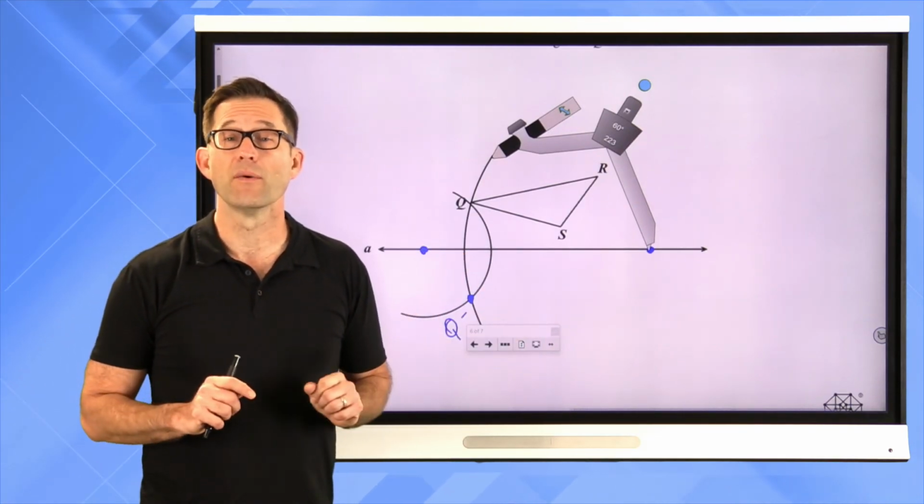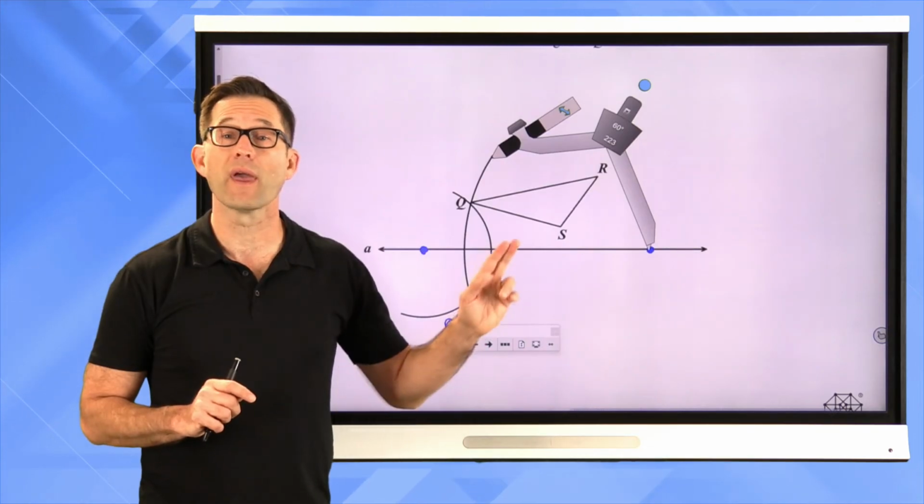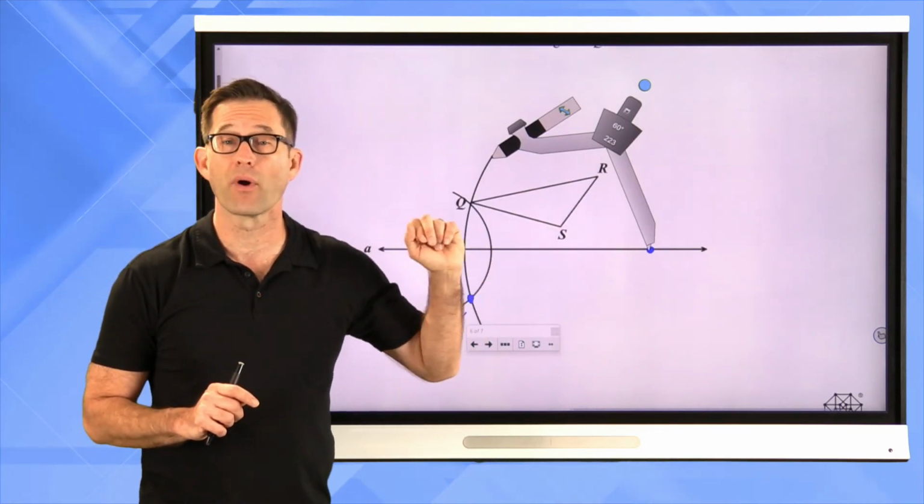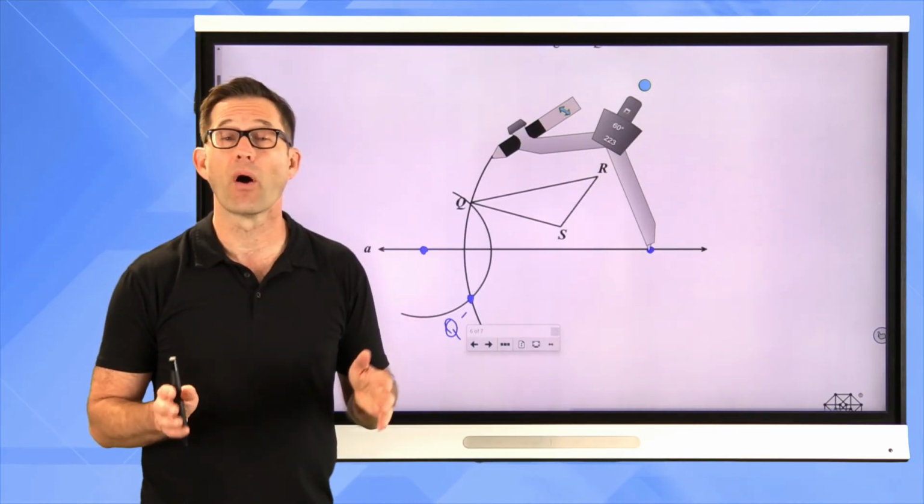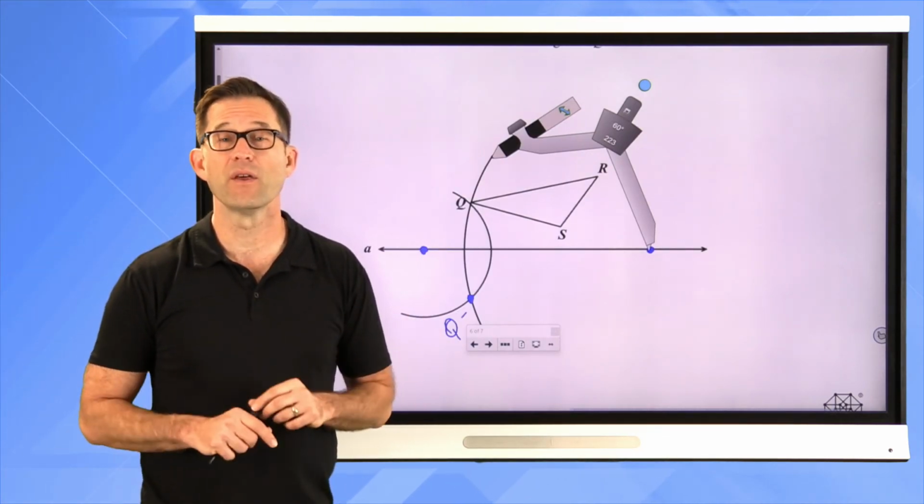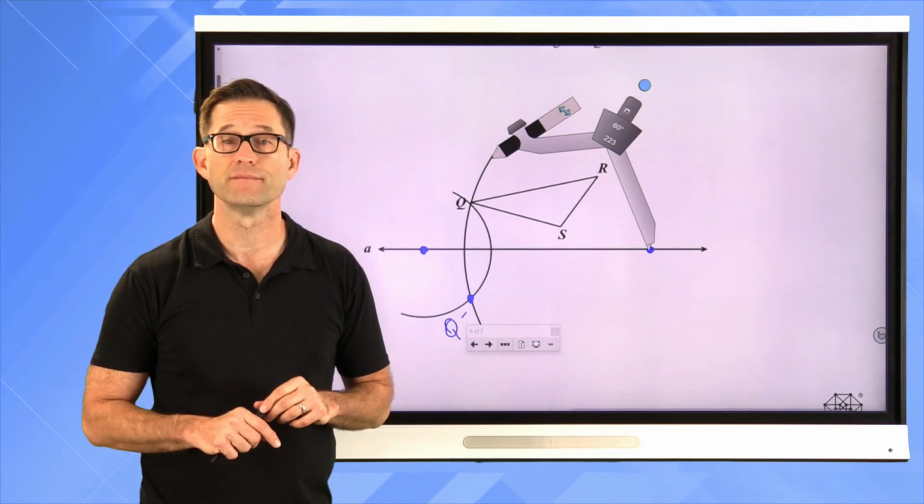What I'd like you to do now is pause the video and see if you can locate point S prime and point R prime using this method, and then draw in triangle Q prime, R prime, S prime. Pause the video now and take a few minutes to do that.